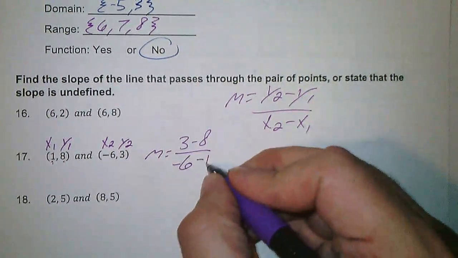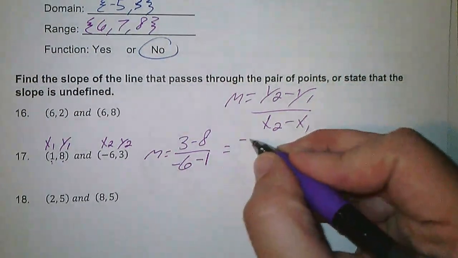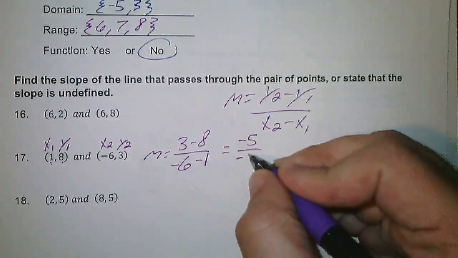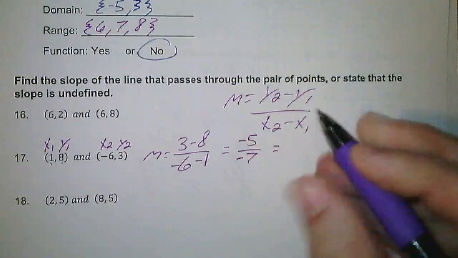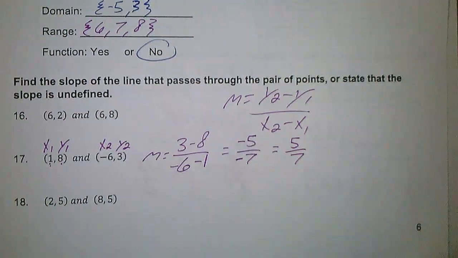-6 minus 1 in the denominator. So 3 minus 8 is -5. Negative 6 minus 1 is negative 7. We would simplify that as a positive 5 over 7. It's a negative divided by a negative.